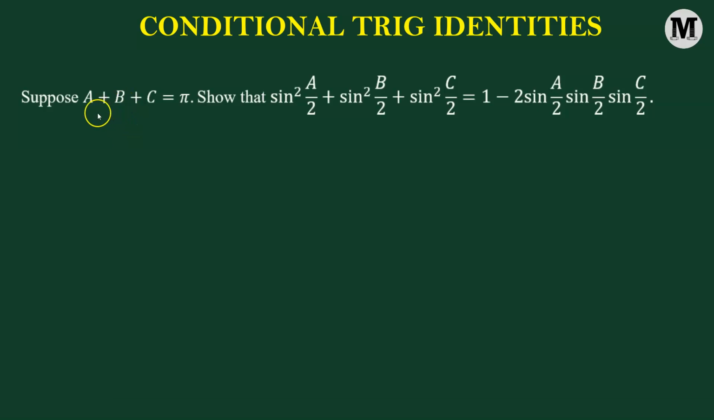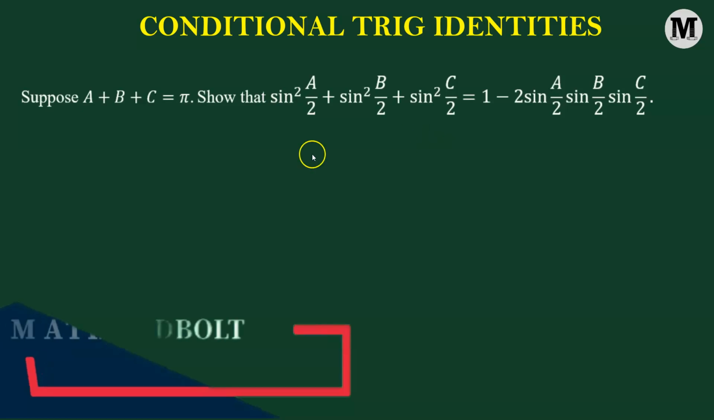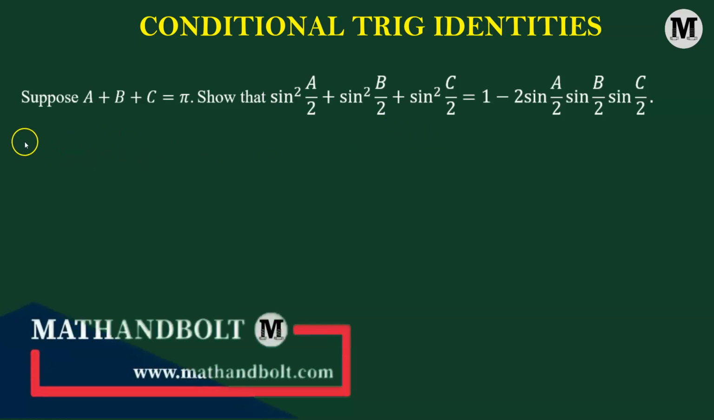So here in this problem, we have a condition that a plus b plus c equals pi radian. We need to verify that sine squared a over 2 plus sine squared b over 2 plus sine squared c over 2 equals 1 minus 2 times the product of sine a over 2, sine b over 2 and sine c over 2. So this is a problem of conditional trig identity. Let us begin our proof by starting from the left hand side.